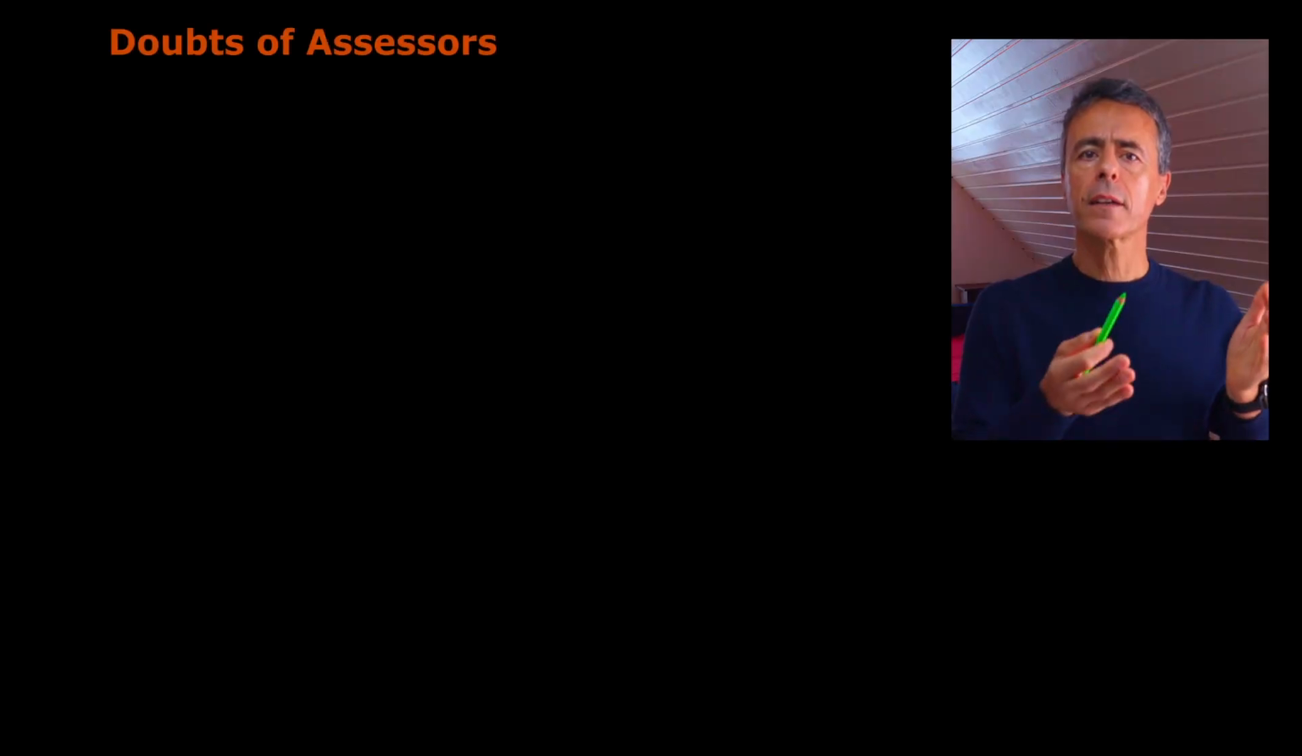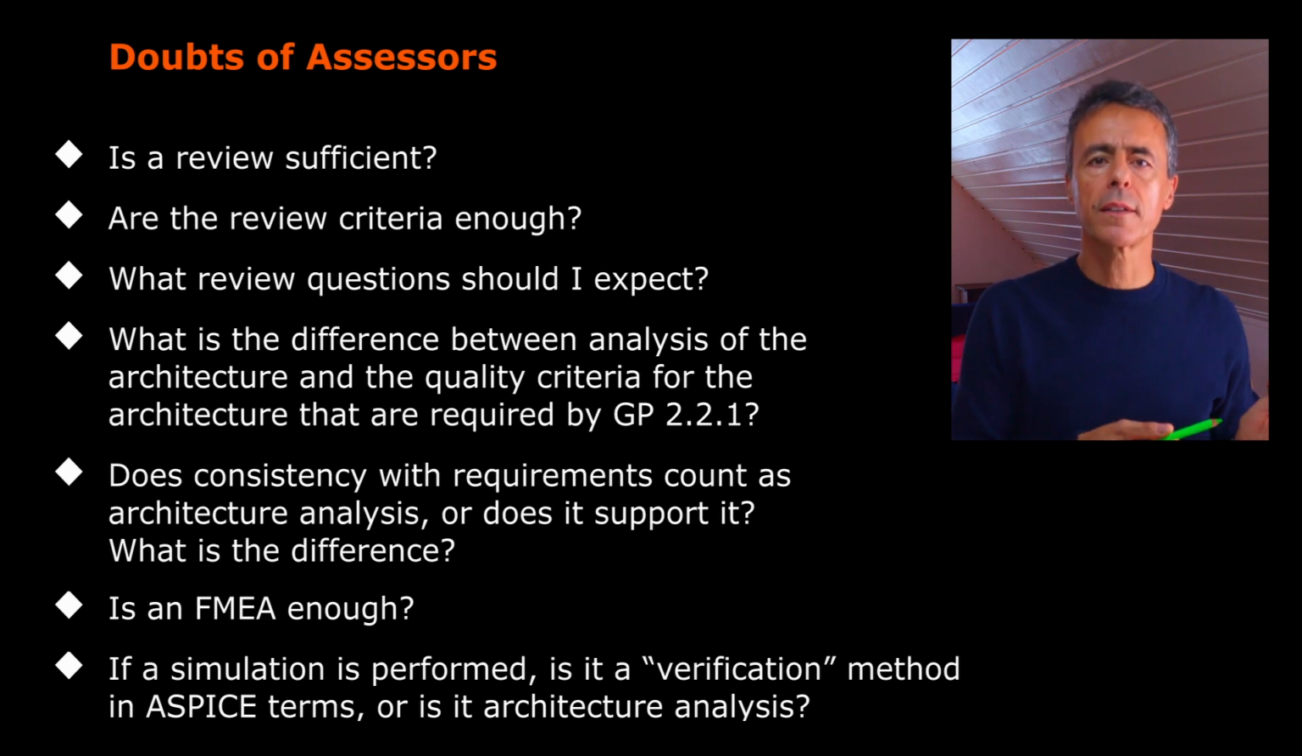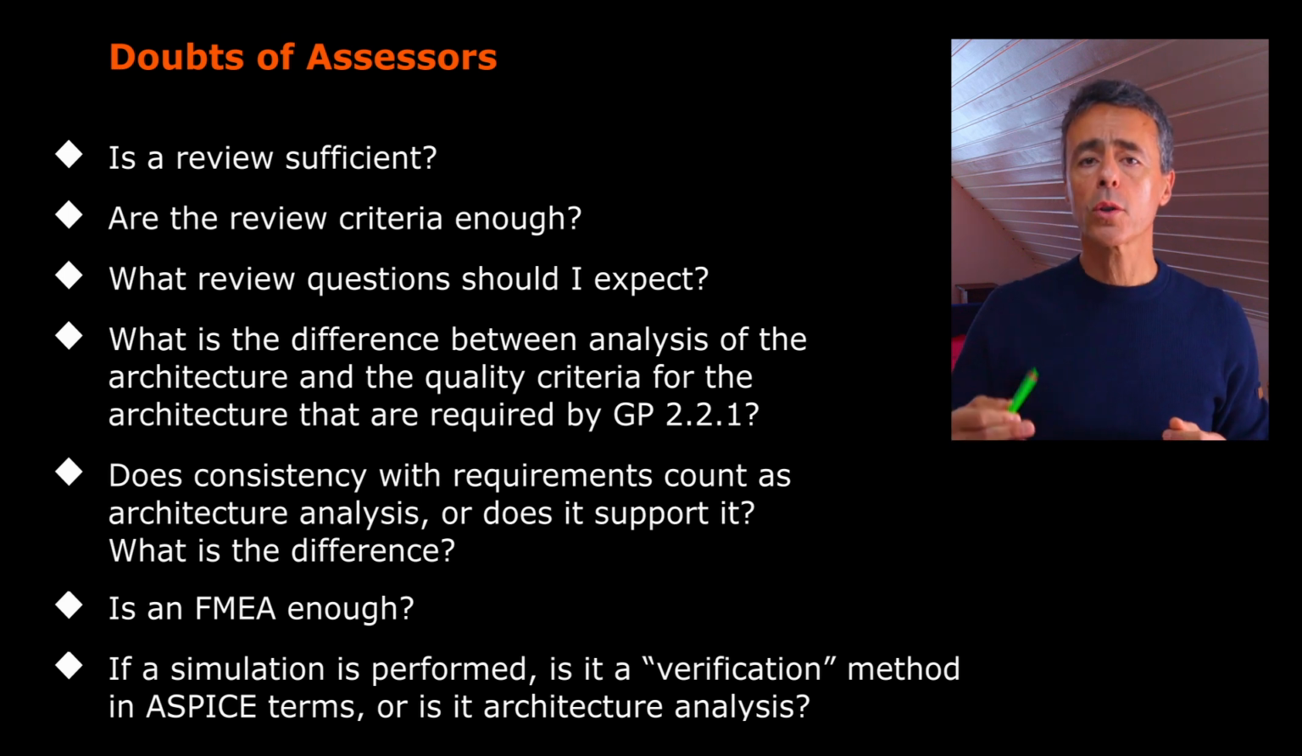Assessors face similar challenges. They ask, is a review sufficient? Are the review criteria enough? What review questions should I expect? What is the difference between analysis of the architecture and the quality criteria for the architecture that are required by GP 2.2.1? Does consistency with requirements count as architectural analysis, or does it support it? What is the difference? Is an FMEA enough?